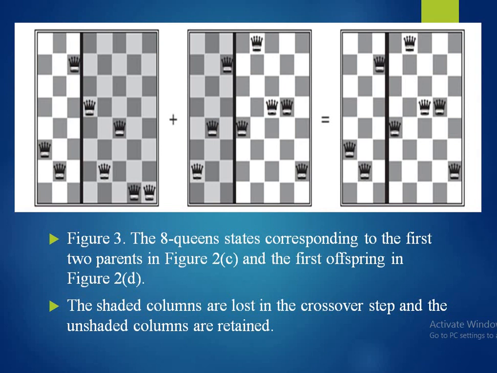So this is figure 3, where the 8-queen states correspond to the first two parents in figure 2c and the first offspring in figure 2d. The shaded columns are lost in the crossover step and the unshaded columns are retained as they are.